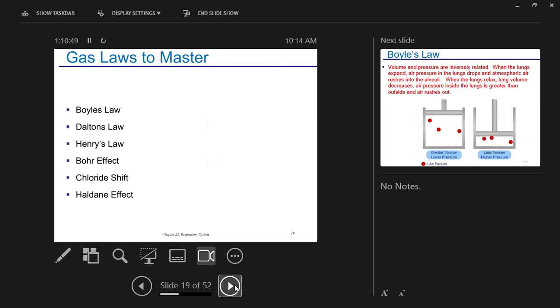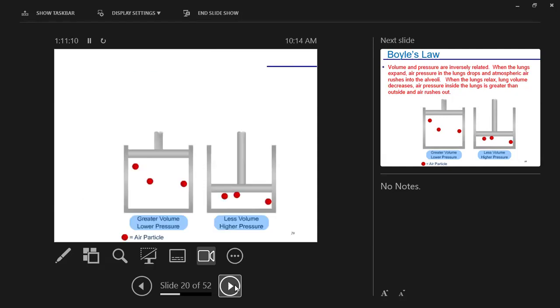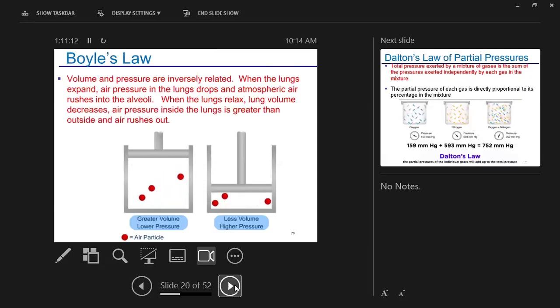Now, some of them are pretty straightforward. The first one is Boyle's Law. Boyle's Law deals with pressure and volume relationships. We have Dalton's Law, Henry's Law, the Bohr effect, the chloride shift, and the Haldane effect. And you're going to come to love them all. So, Boyle's Law simply says that pressure and volume are inversely related. As volume drops, pressure increases.